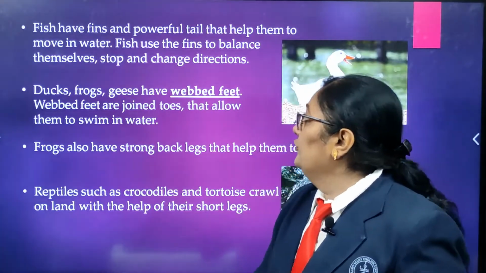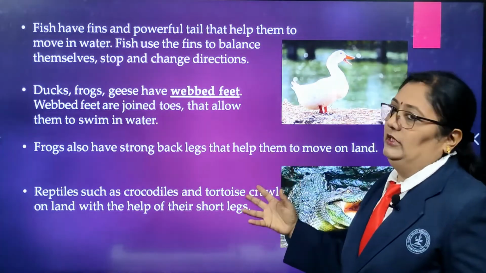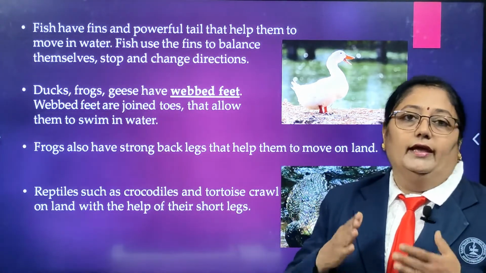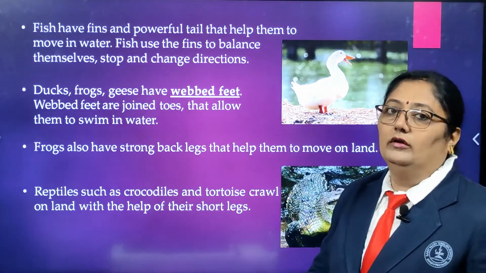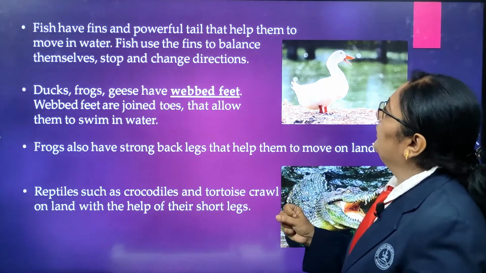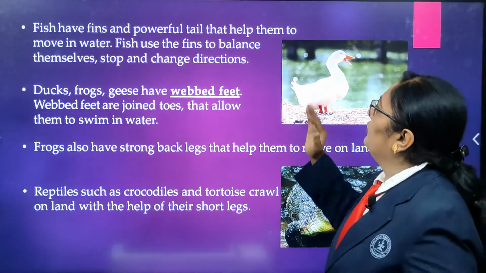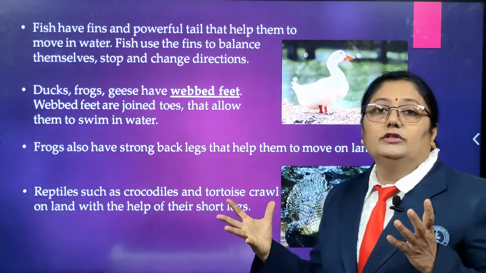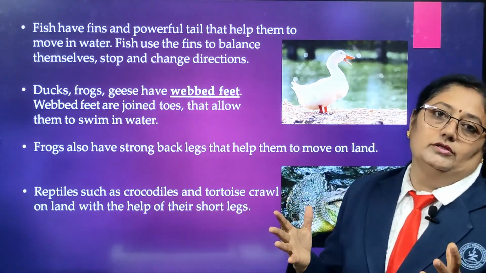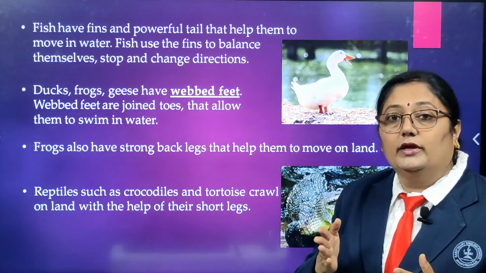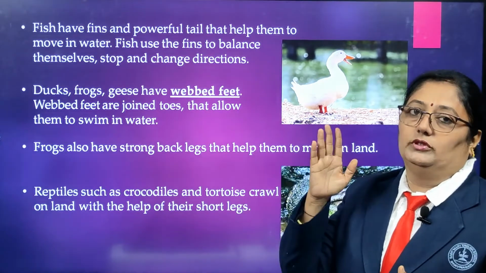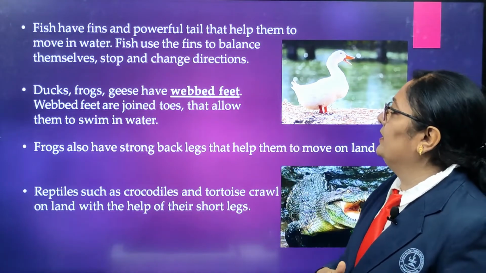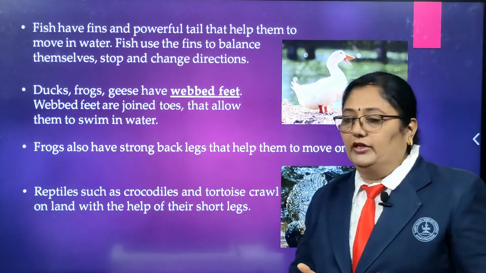Now if we talk about fish, they have fins and gills, gills for breathing and fins for movement. As we see here, they have a powerful tail that helps them to move in water. In water, even if there is a large current, they move in the direction opposite to it. Who helps? Fins help, to balance themselves, and they can change their directions.